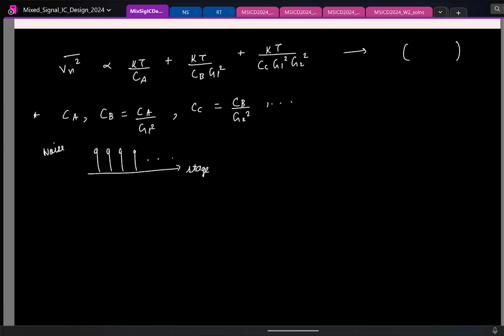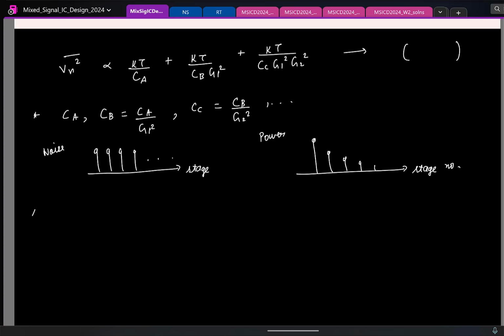But if you do that, which stage has the maximum capacitance? First stage has the maximum capacitance and it reduces. So if I had to sketch the power dissipation as a function of the stage number, which stage will consume the maximum power? First stage, and then it will drop like this. So this is one way in which you can design. You try to keep the noise power same in all the stages, and if you do that, the power consumed in the first stage will be higher and it will continuously drop.